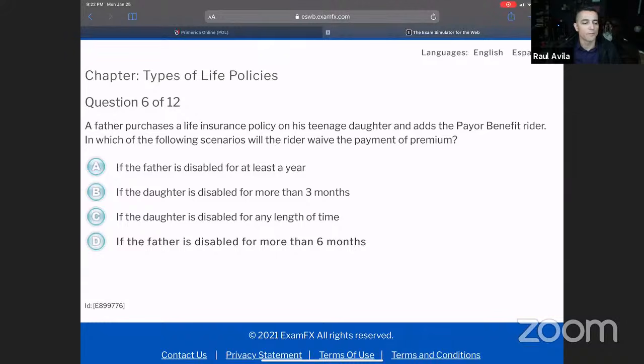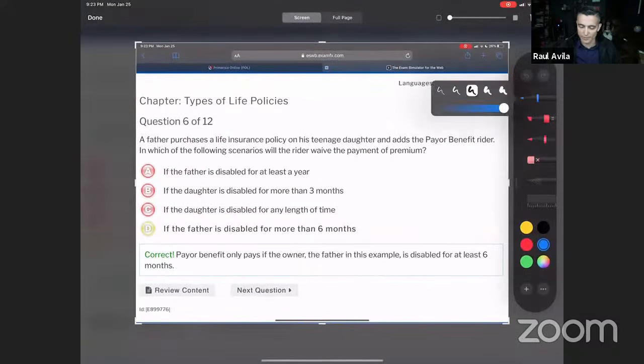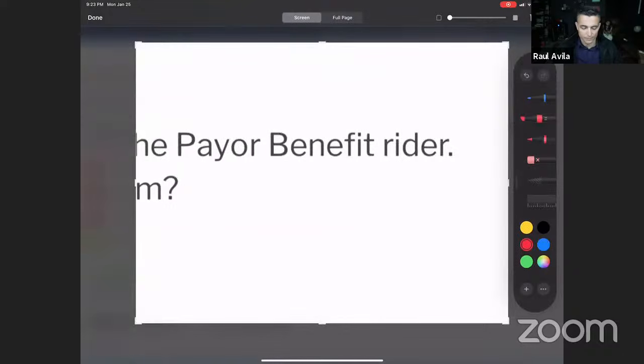After a father purchases a life insurance policy on a teenage daughter and adds a payor benefit rider, in which of the following scenarios will the rider waive the payments? Well, D. Yes, that is definitely the answer. So let me type it up and then screenshot, and let's find out why. For those of you that didn't know. Okay, so right here, I'm going to highlight the benefit. This is what you got to know. This is what they're talking about.